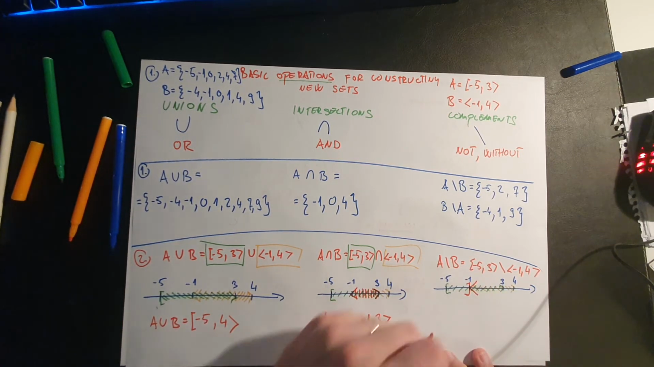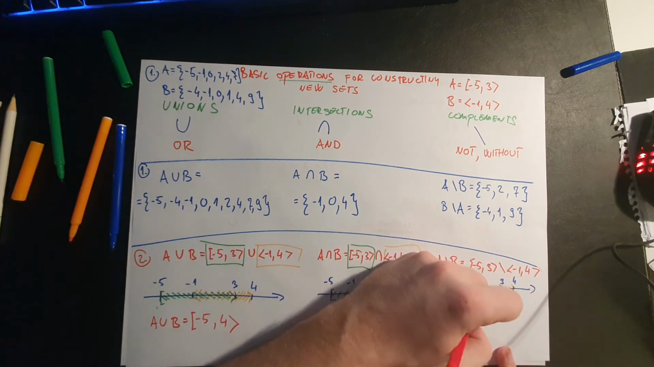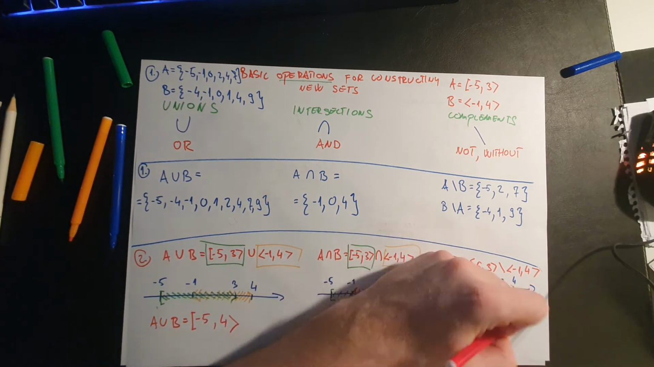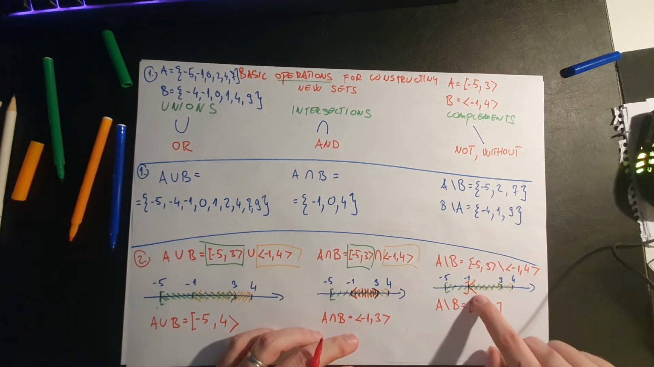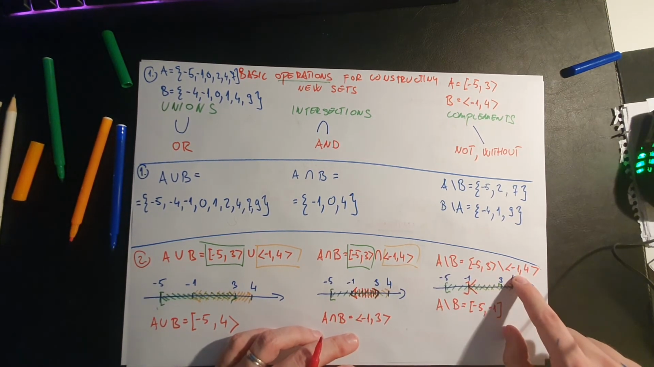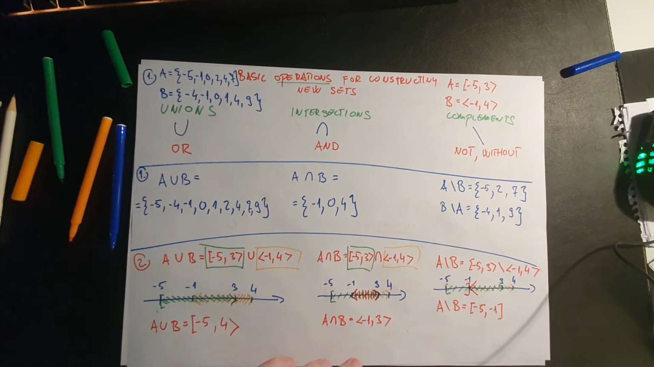Watch out. This is now something specific. So A without B in this case is going to be -5 to -1, -1 included. So if it was excluded as a member of the "not" part, then it is going to be in the part of the set that is going to be the result.